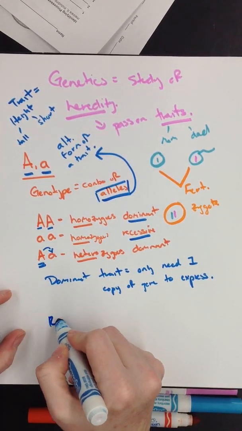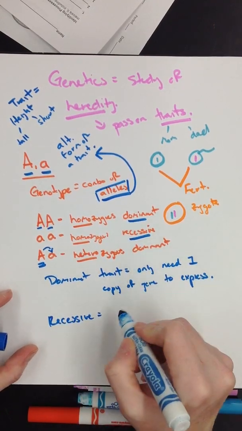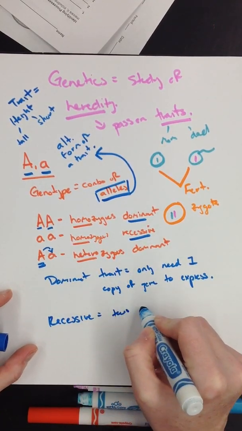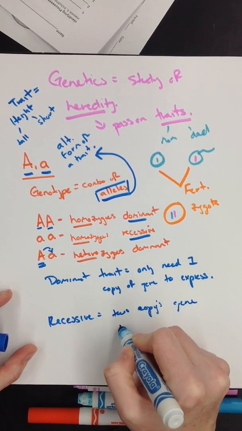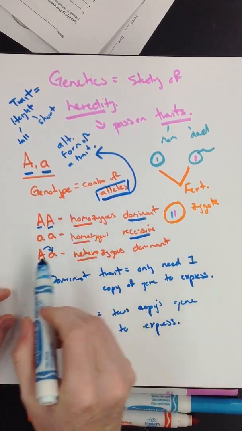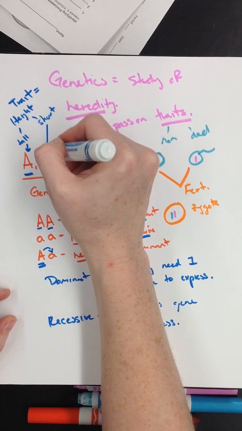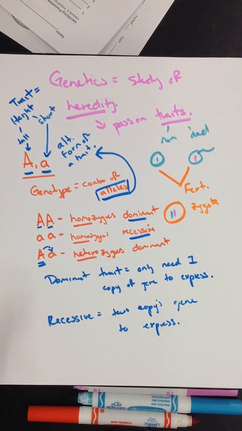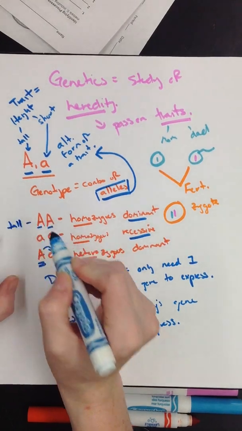If I look at a recessive trait, recessive means I need two copies of the gene to express it. And so if we were talking about height, let's say tall is my big A and short is my little a. This guy over here, since I have at least one big A, he's going to be tall.